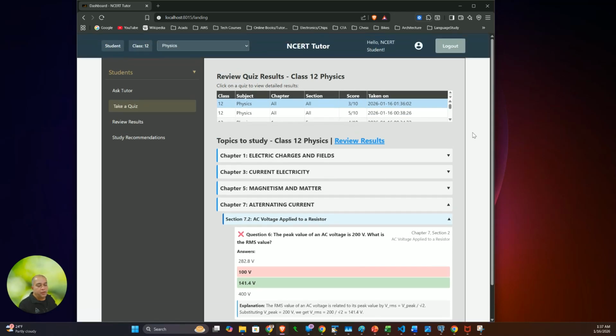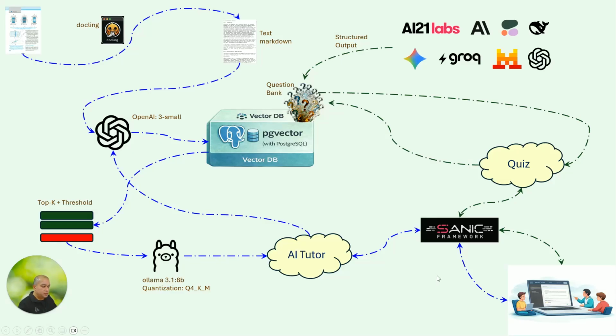Now let's look at the technology components that created this particular solution. The students using NCERT Tutor are interacting with a framework called SANIC. SANIC provides the backend API endpoints and the front end that we just saw. The reason I chose SANIC is because it's very lightweight, requires very little bandwidth, and is extremely scalable. While the students are taking a quiz, there is no need for internet access.